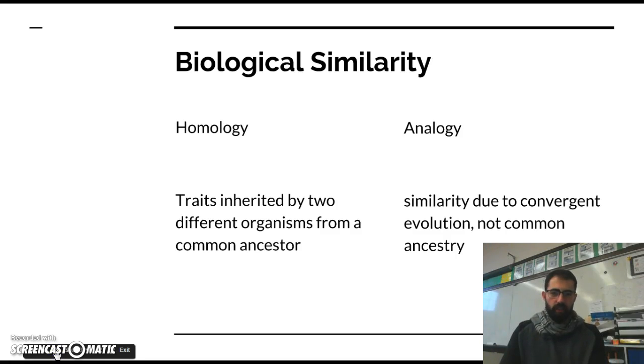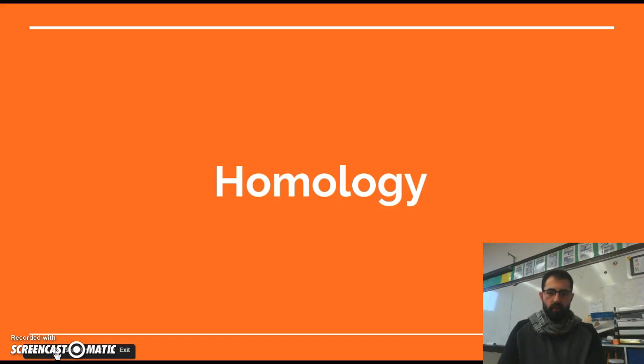All right, biological similarity. We talk about two main groups. What we call homology is when traits are inherited from a common ancestor. An analogy is when things are similar because they serve a similar purpose. We'll get to that one later on. Let's look at homology first. Remember, homology means two organisms have a similar trait or structure because they inherited it from a common ancestor.